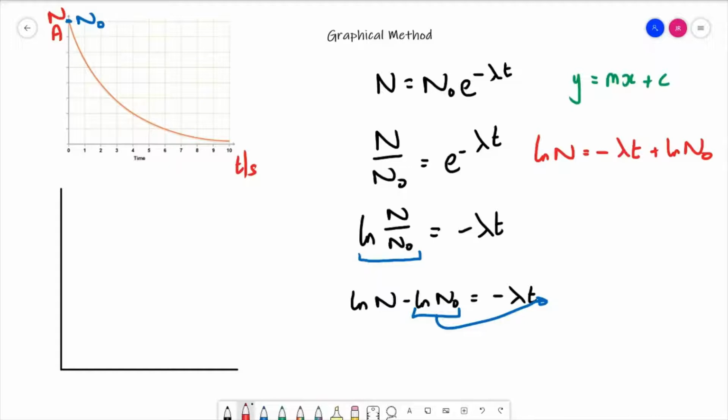At that stage then we can plot a new graph. On the x-axis we will plot time, and on the y-axis we will plot the natural log of N.